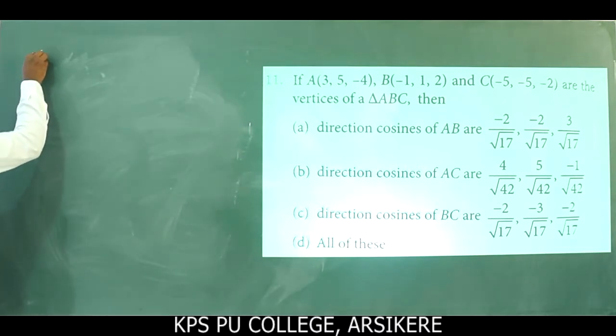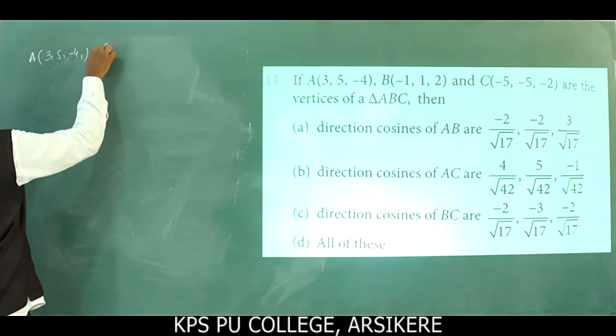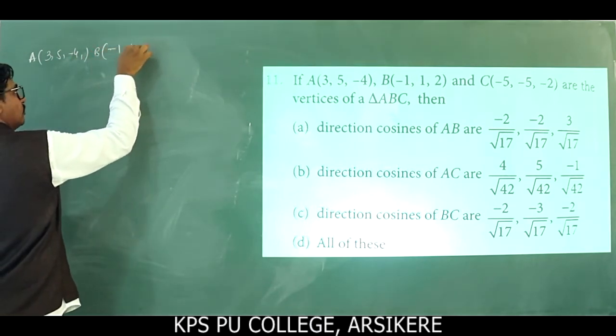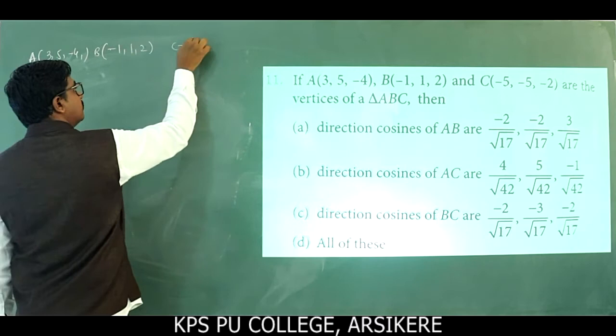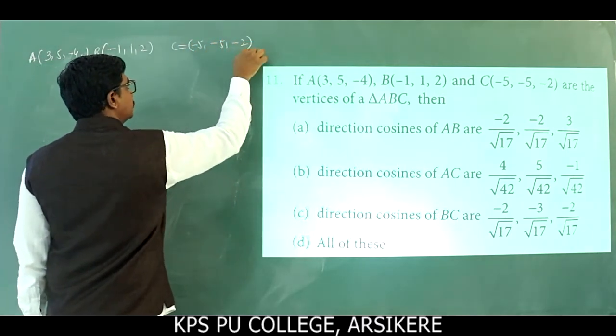So take the given points A of 3, 5, minus 4, and B of minus 1, 1, 2, and C of minus 5, minus 5, minus 2.